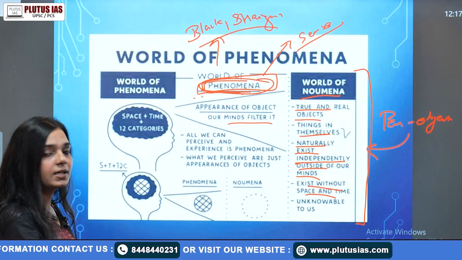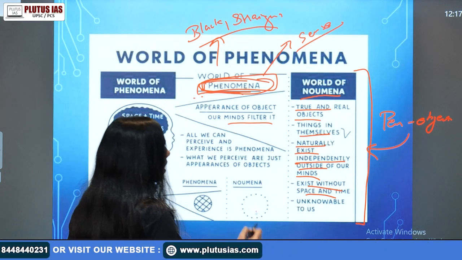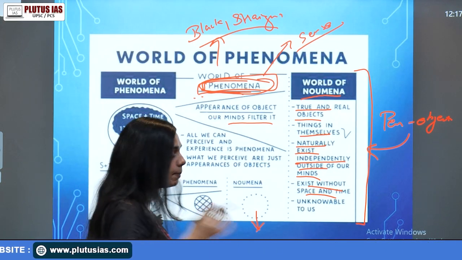Now let's take another example. Suppose there is an object, a paper.